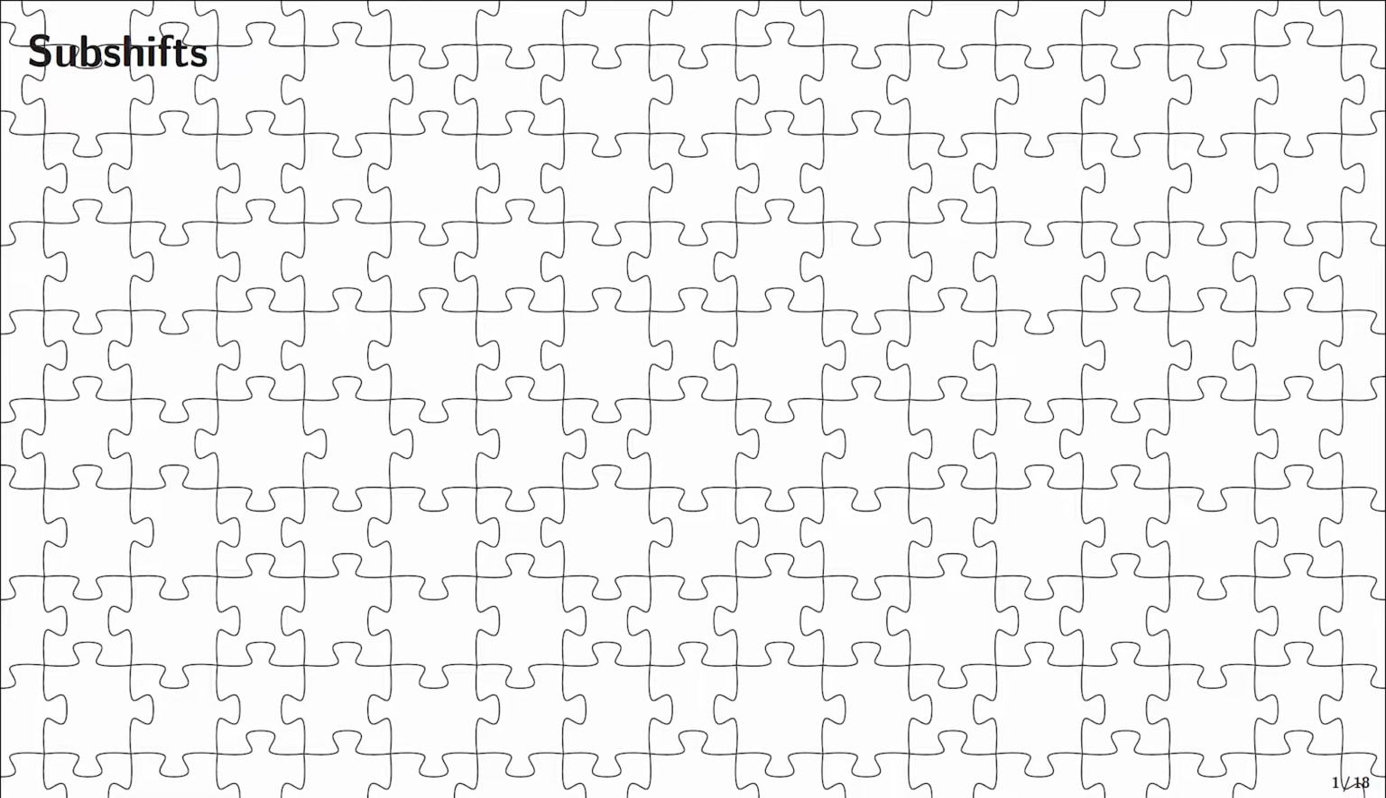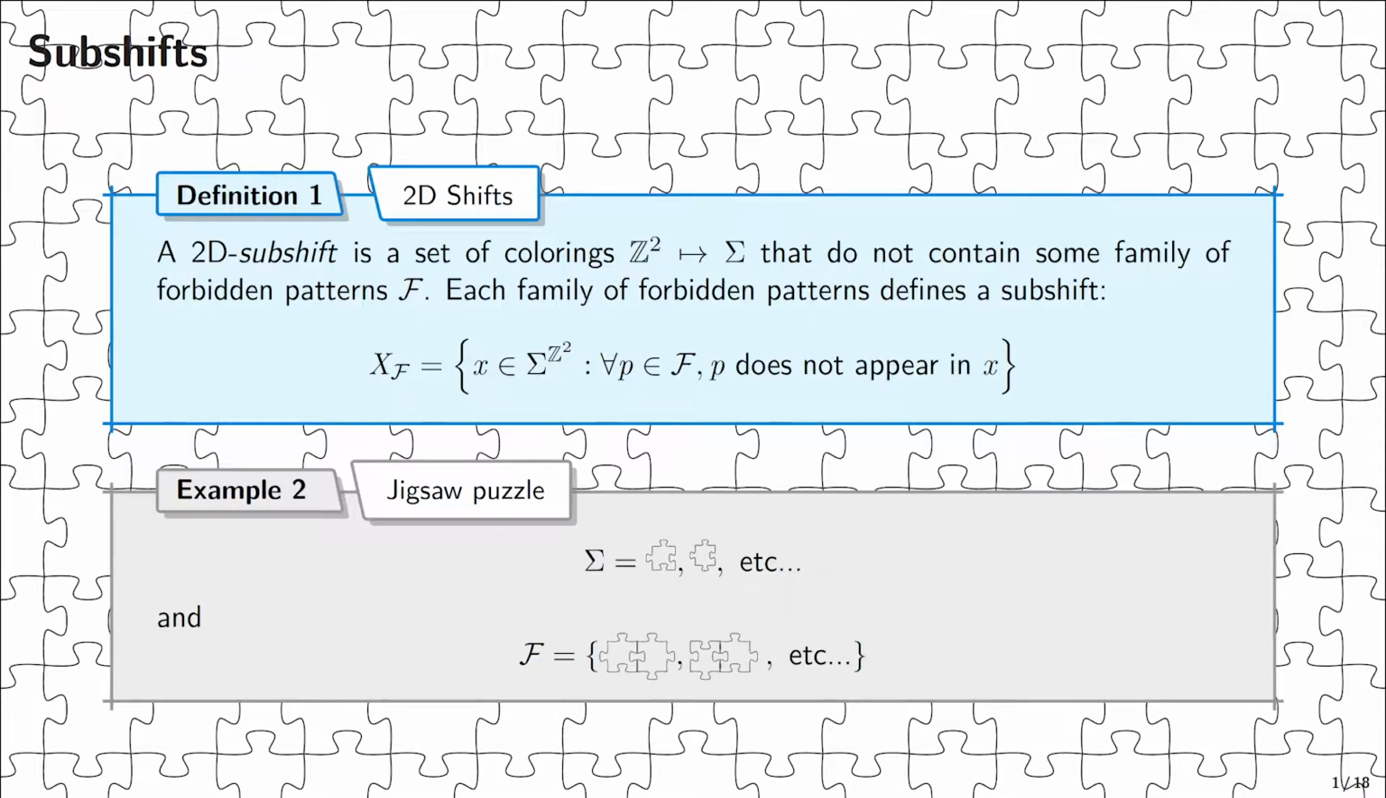Now we put this definition into a more mathematical and abstract statement. Consider first of all a set of colors, say sigma. In the case of jigsaw puzzles, sigma is exactly the set of the different kinds of jigsaw pieces. Then we define a two-dimensional subshift as the set of colorings of the plane Z2 with colors sigma that do not contain some family of forbidden patterns F.